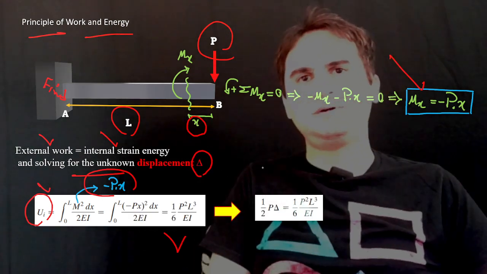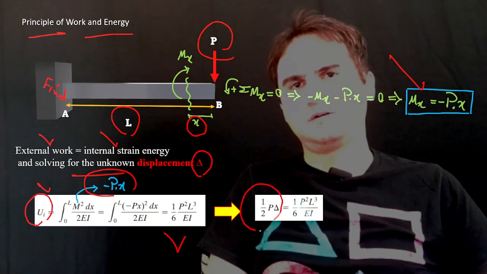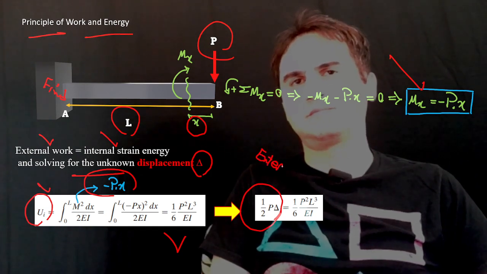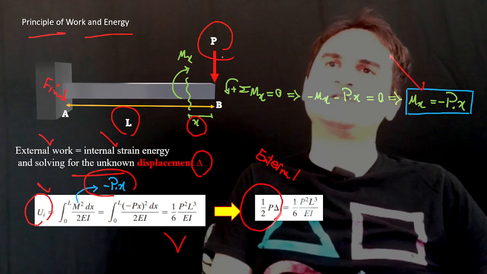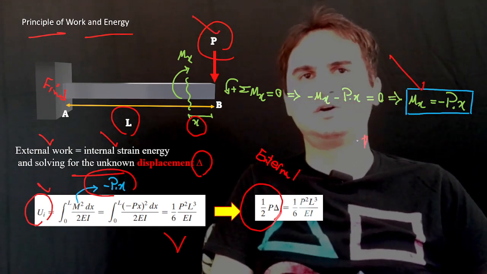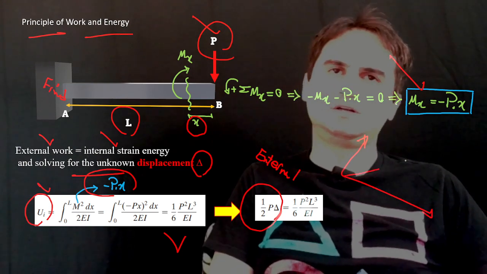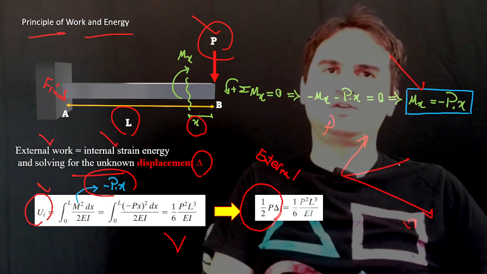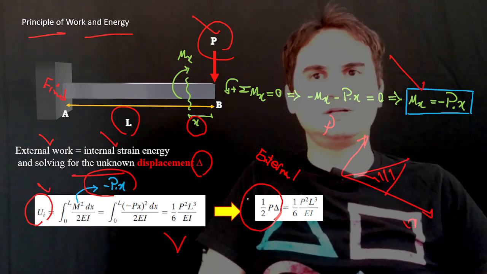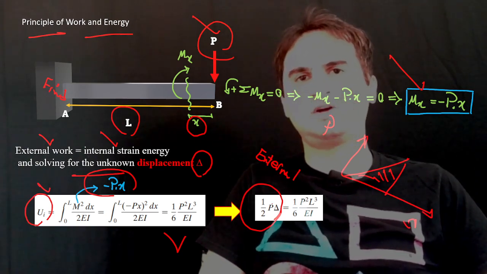And if you remember the work of the external load, the effect of P is a half of P times delta energy, the load-deflection curve again. We talked about that. That's the area under this triangle, so it gives us a half of P times delta.